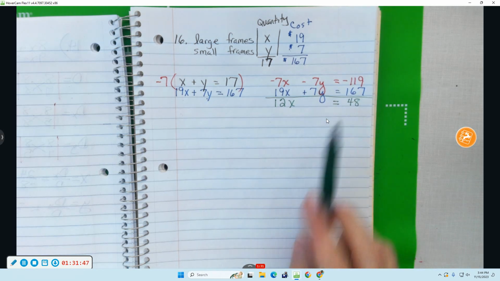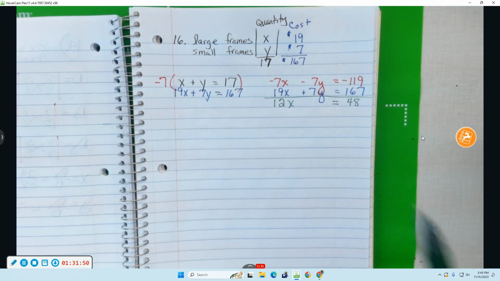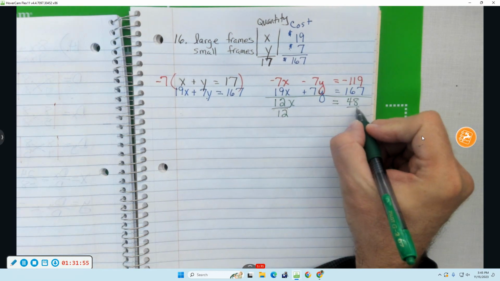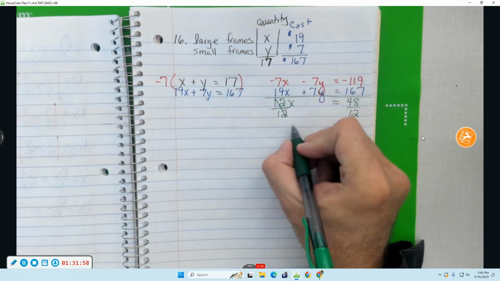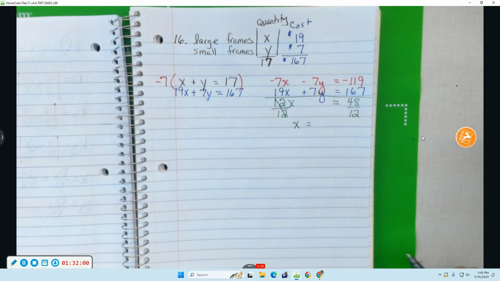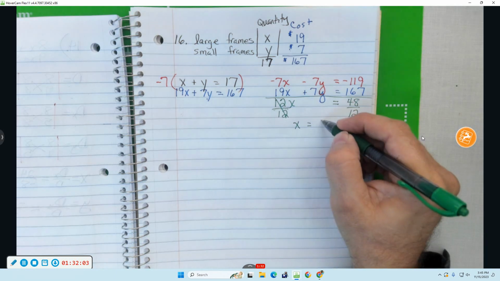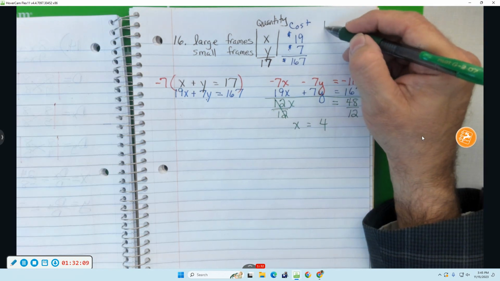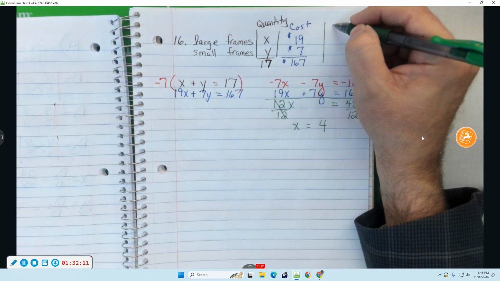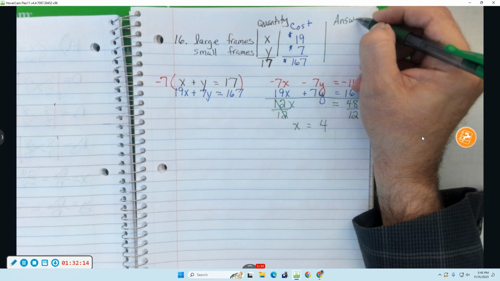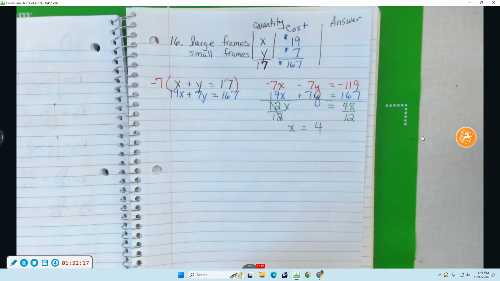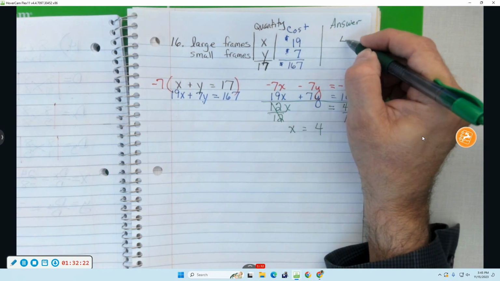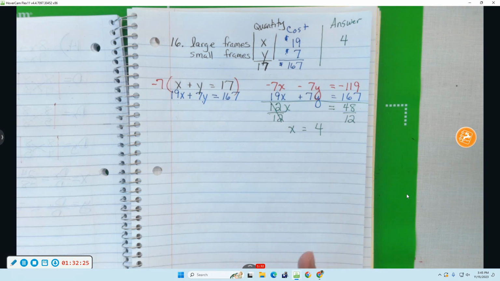So we have 12x equals 48. Divide both sides by 12, to give us x equals 4. So what is that x representing? Large frames. She bought 4 large frames. I like to come over here and put another column on my table called answer. What am I going to write right here for large frames? Well, 4.